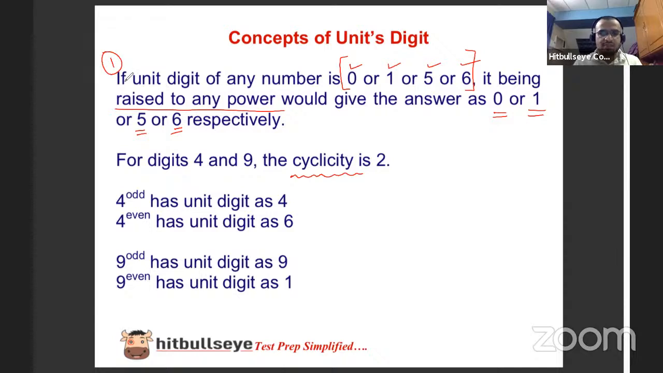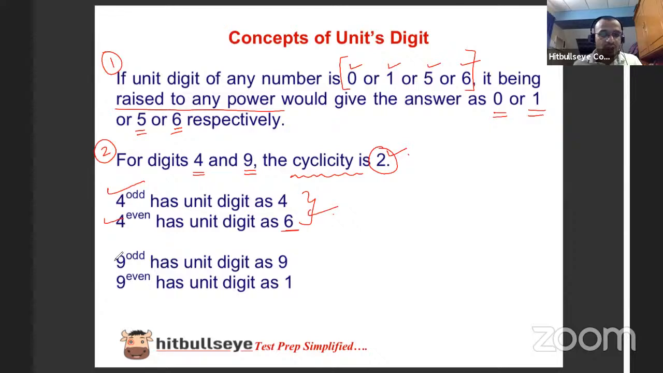This is very important. Please make the notes. Second point, for the unit digit of 4 and 9, the cyclicity is 2. Now what is cyclicity? After how many times is the number going to come out to be the same value? So 4 into 4 is 16, 6 is the unit digit, and 6 into 4 is 24. Again 4 is there. So 4 raised to an odd power gives 4, and 4 raised to an even power gives 6. Again, if I multiply 6 into 4, I get 4 back. So cyclicity is 2. After 2 multiplications, I am getting the 4 unit digit back.